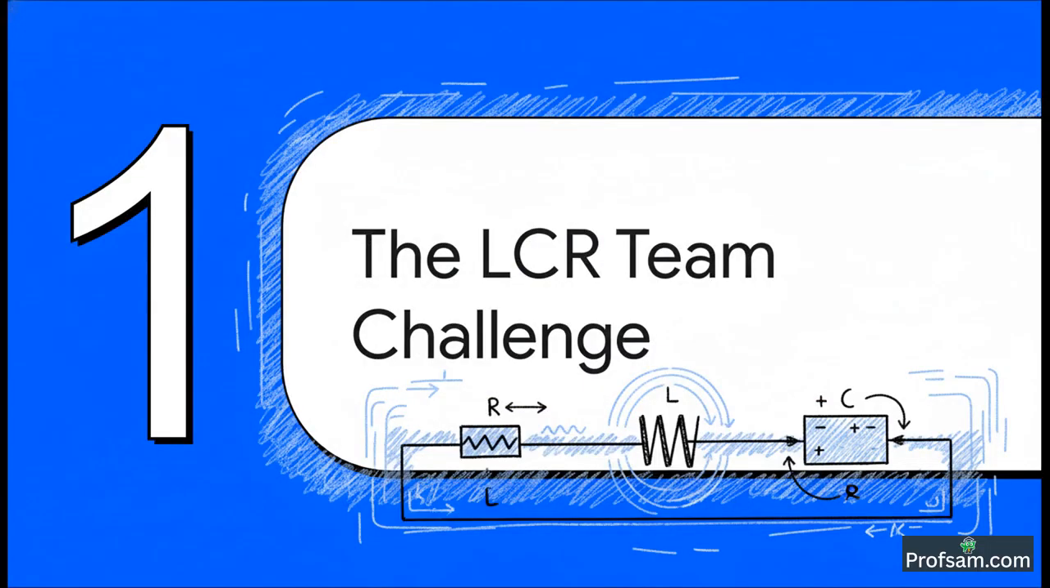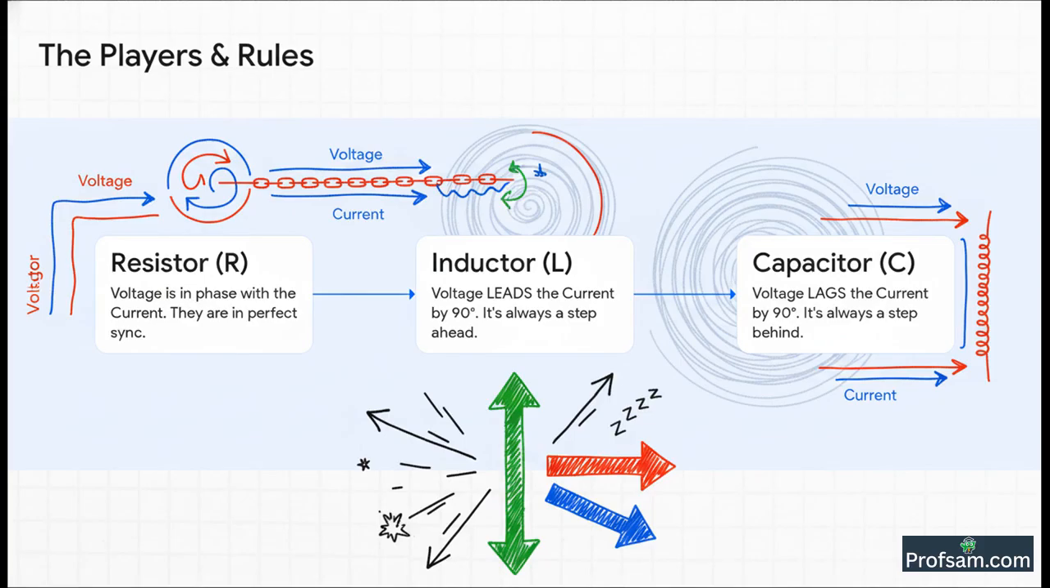So, first things first, let's understand the problem we are facing. Just imagine we have a team of 3 components connected in a line, in series. There's a resistor, an inductor, and a capacitor. Now, the problem is they all behave very, very differently when AC current passes through them. It's like a team challenge. So, let's meet our 3 players.